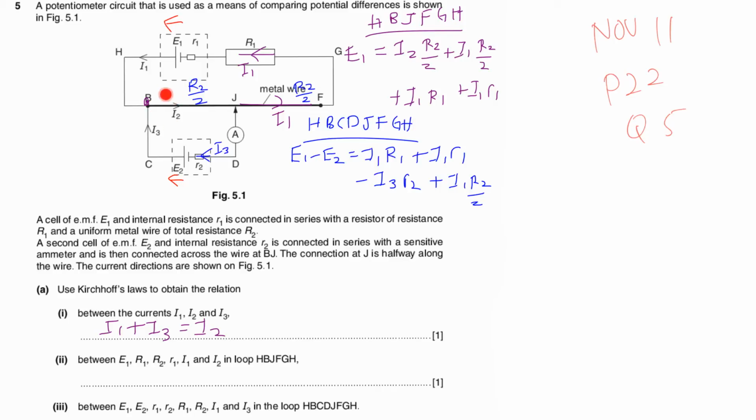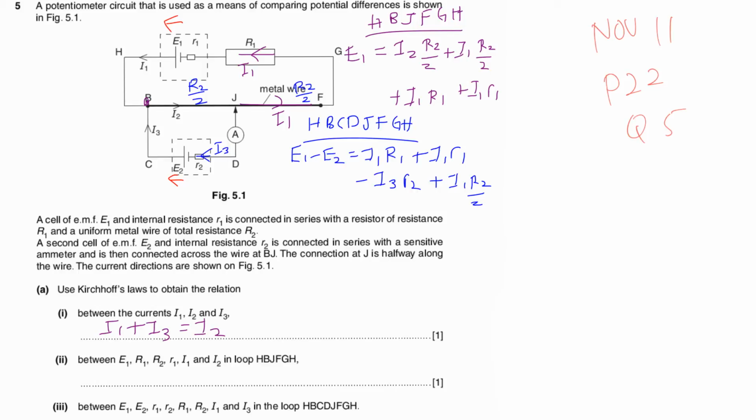For this PD here, is my travel the same as current? Yes. So what's the PD? Times? Yes, very good. I2 times R2 over 2. What about for this side? What's the PD? Yes, very good. I1 times R2 over 2. And finally, this PD? Yes. And what about here? Yes, very good. Because all of them are in the same direction, current and travel.